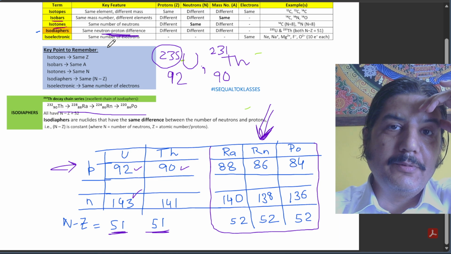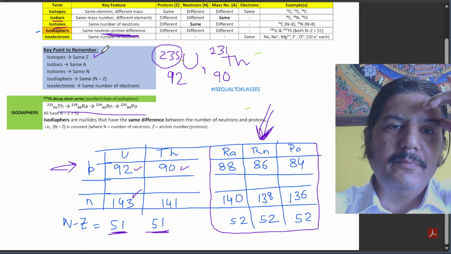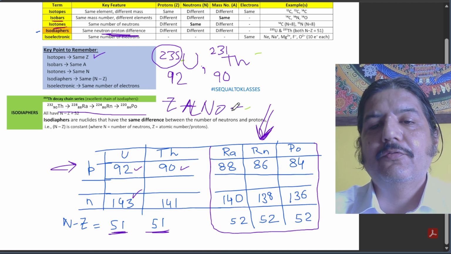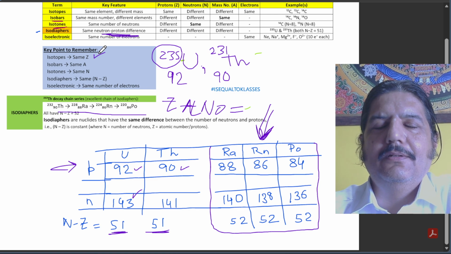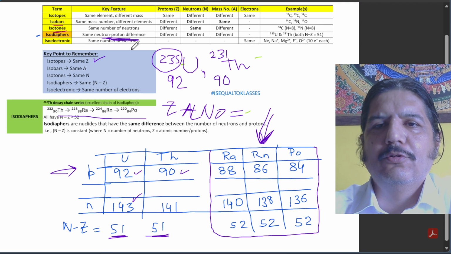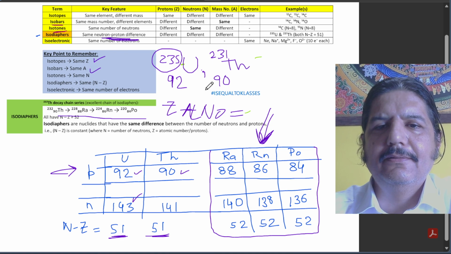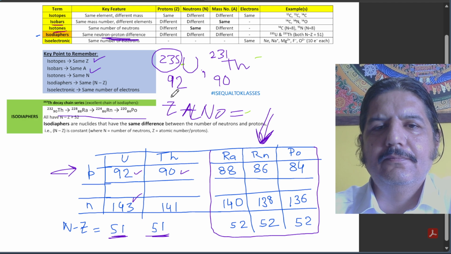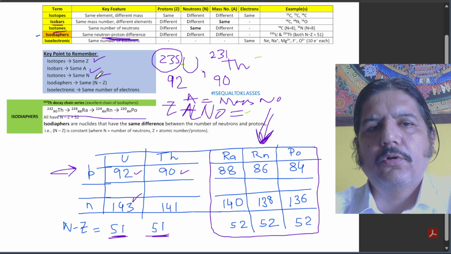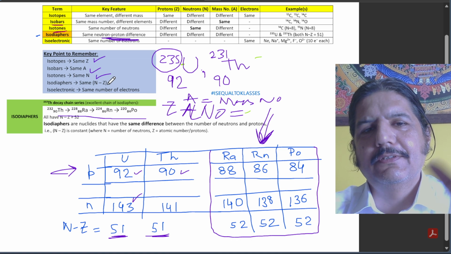So the key points to remember, just to recap: for isotopes, Z implies atomic number, and atomic number implies number of protons. So isotopes have the same atomic number. Isobars have the same mass number. Here A is the mass number. Isotones have the same neutron number. Isodiaphers have the same difference. Isoelectronic species have the same number of electrons.